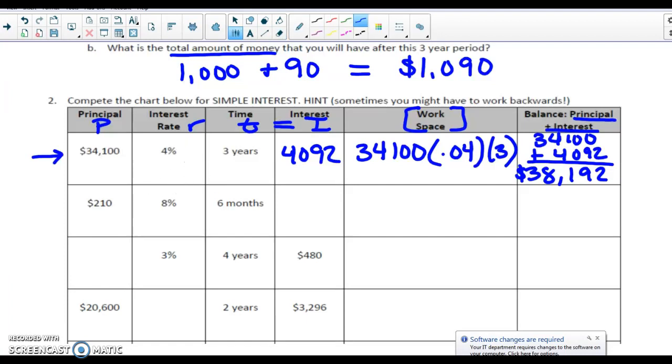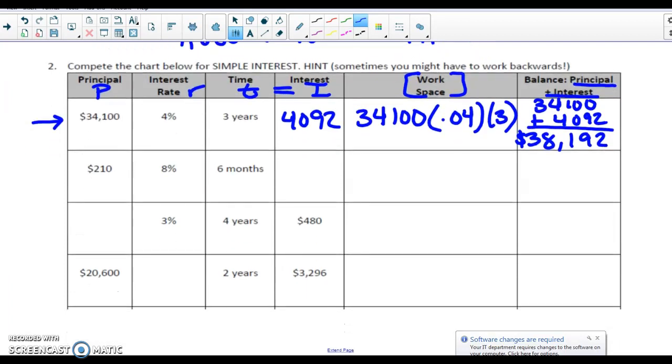All right, I'm going to try one more. I'm going to try this third one just because you'll notice I'm working backwards. You don't actually know what the principal is, and I gave you the I. So what you still need to do is put everything in the right spot, and it should work out okay.